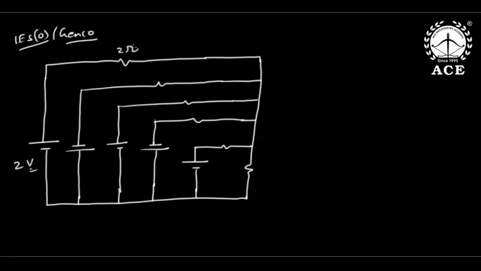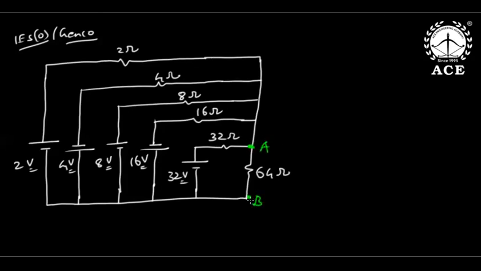2 volt, 2 ohm, 4 volt, 4 ohm, 8 volt, 8 ohm, 16 volt, 16 ohm, 32 volts, 32 ohms, and 64 ohms. This is A, this is B. Find VAB. That means voltage across 64. That's the meaning. Find VAB.